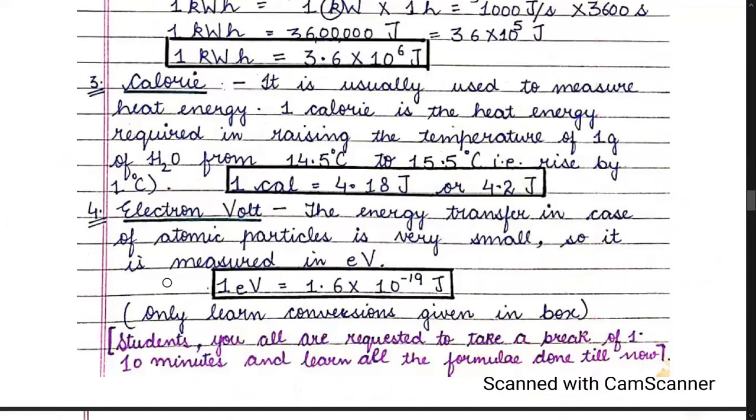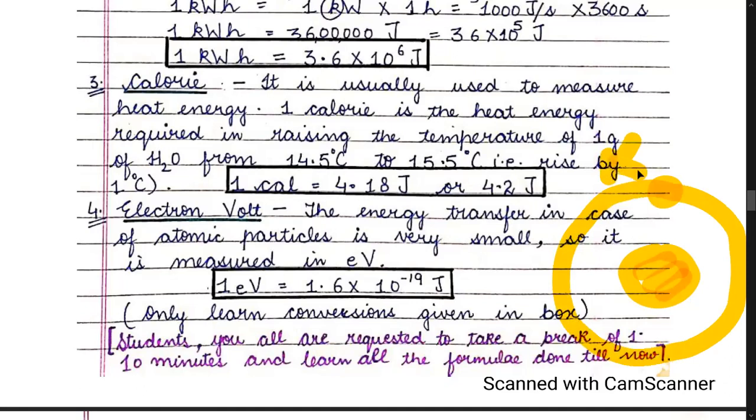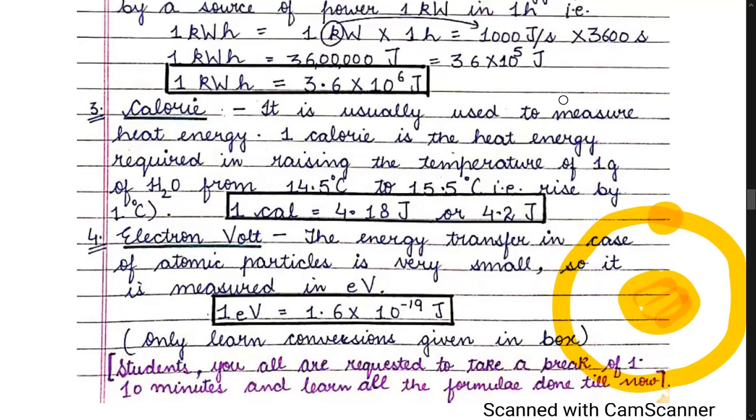Children, by now you have learned in chemistry that around the nucleus, electrons revolve in a circular orbit. You have done shells, K shell, L shell, and so on. Now, when this electron is revolving, it is generating some energy. So, the energy transfers in these atomic particles is measured in electron volt.